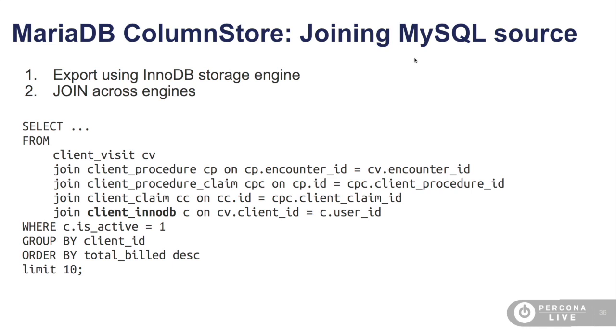So this is another example of how we can do joins between the storage engines. Again, I have exported the whole production system into MariaDB server. And for the largest tables, I have converted them to ColumnStore. As you see here, I'm doing it in a similar way as in Yandex ClickHouse. I'm joining to the original clients table, but here it is the clients InnoDB table, to exclude inactive users. So that will work as well.